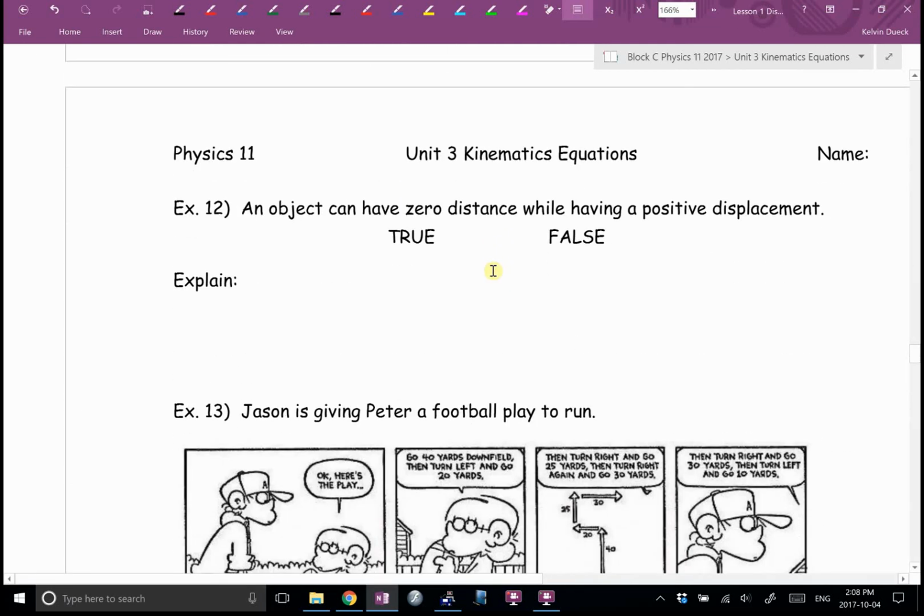All right. Example 12. An object can have 0 distance while having a positive displacement. I don't know. Think. For your own thinking. An object can have 0 distance while having a positive displacement. True? True. False?